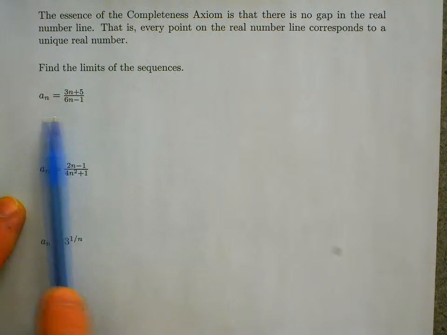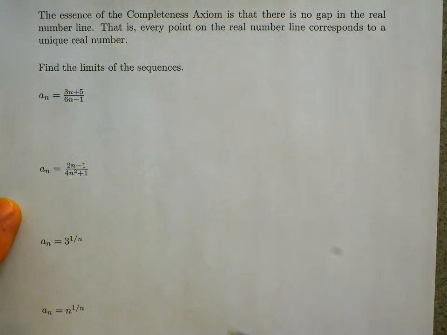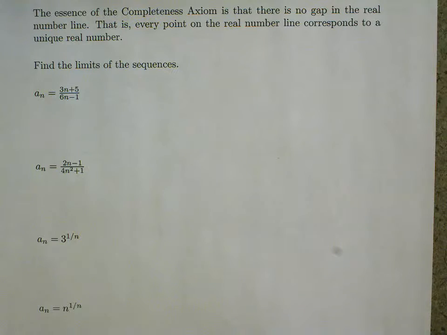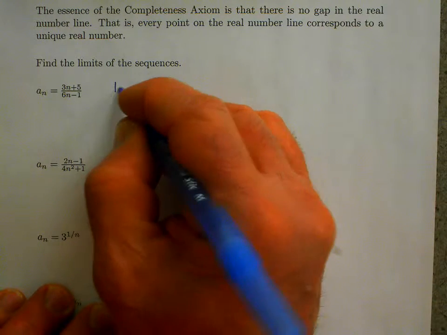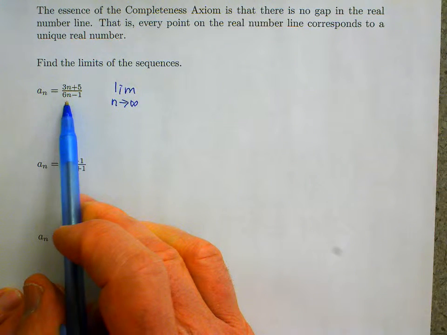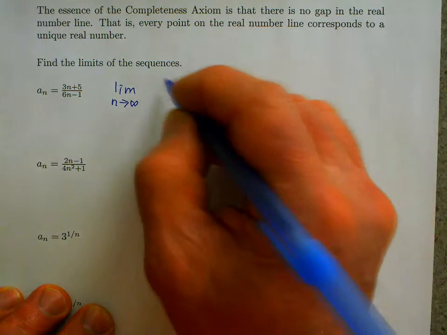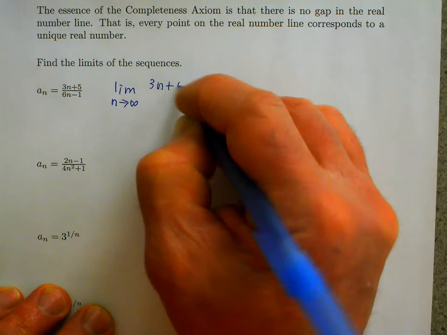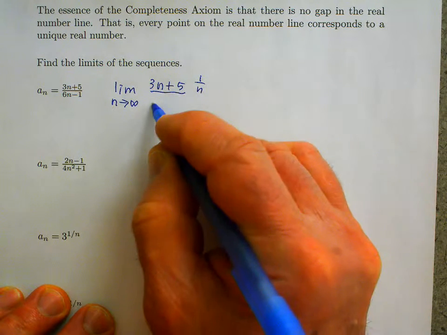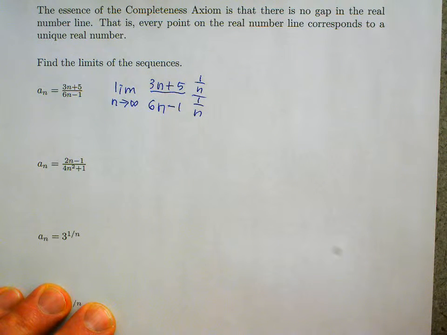Here we have less than a minute. Let's see if we can find the limits of these sequences. If the nth term of this one, a sub n equals 3n plus 5 divided by 6n minus 1, and if n goes to infinity, what's the limit? You might remember from Calc 1 a technique for computing limits. So identify the term with the largest exponent in the denominator. So we have 6n. So if I multiply the numerator by 1 over n and multiply the denominator by 1 over n, I'm just multiplying by 1, right? 1 over n divided by 1 over n is 1.